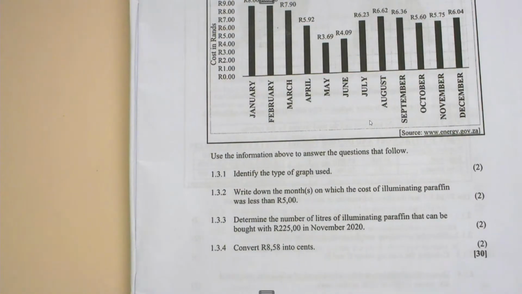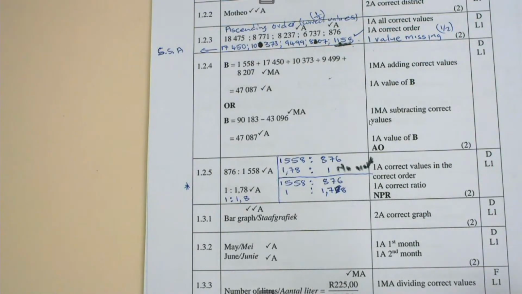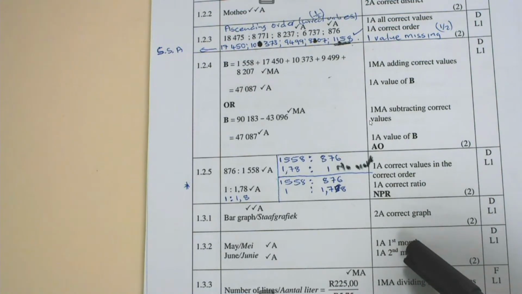The question says, write down the months in which the cost of paraffin was less than 5 rand. So now we're looking at the months. It's May and June. 1A for the first month and 1A for the second month. Those are the marks for that question.